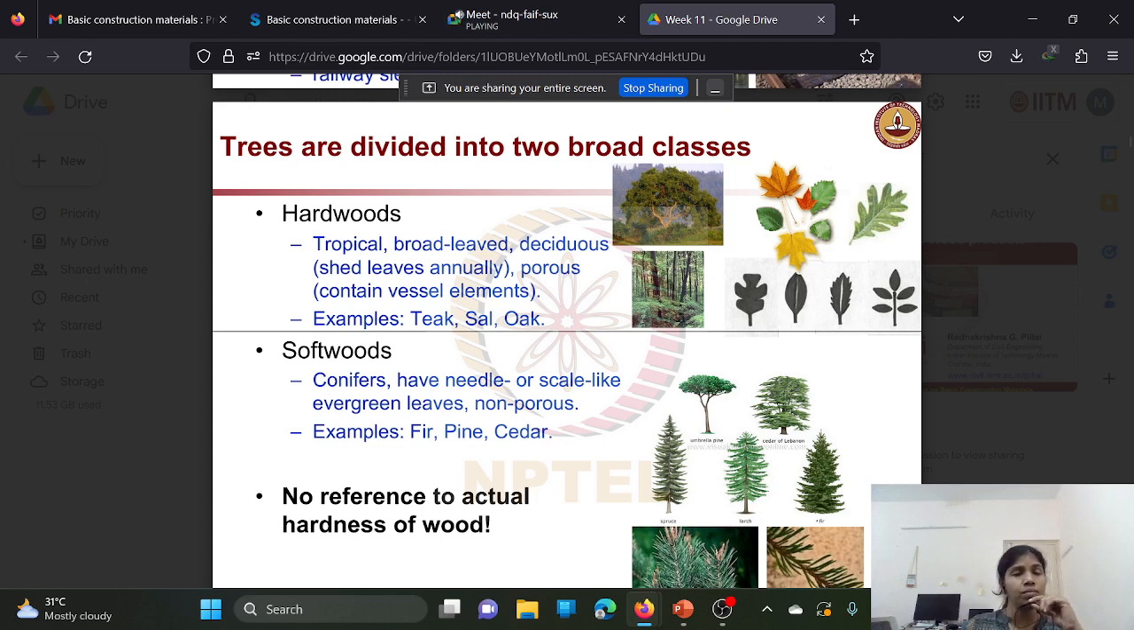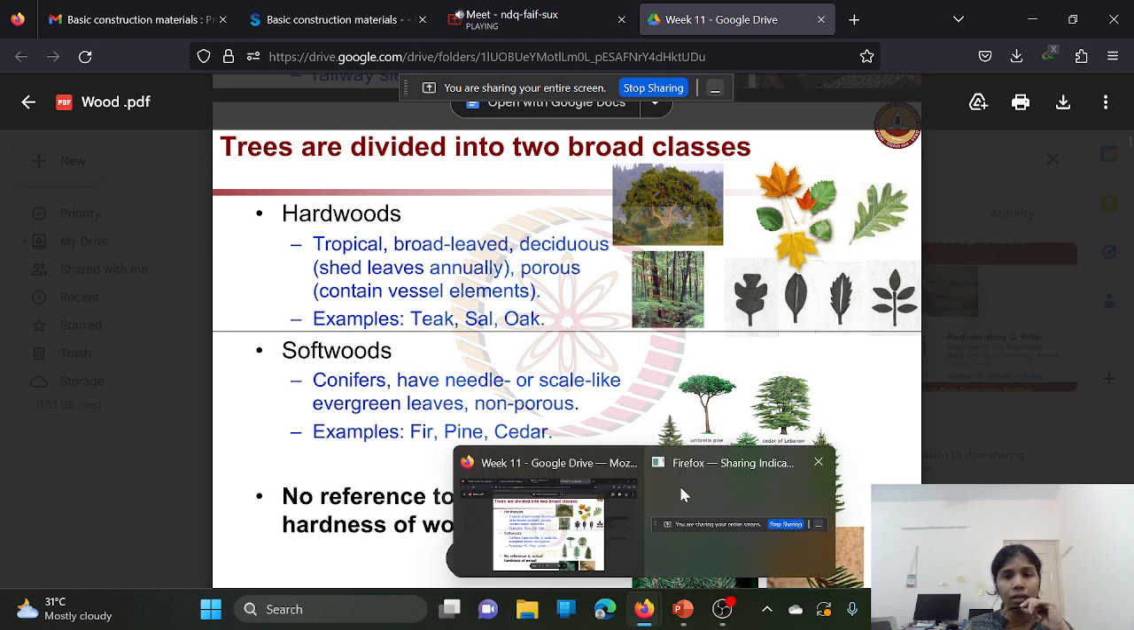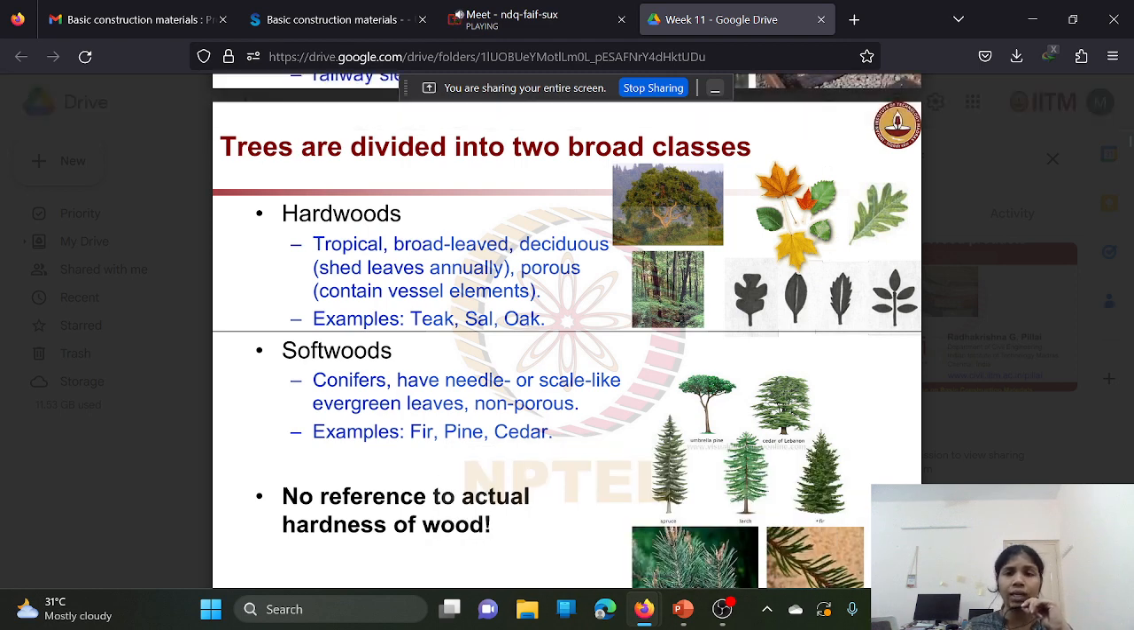So the examples for the hardwood are teak, sal, and oak. And as I said earlier, deodar also will come under the classification of hardwood. And when it comes to softwood, it is coniferous, with needle or scale-like evergreen leaves. You can see in the images, it would be needle or scale-like evergreen leaves. They will not shed the leaves, they will be evergreen. Leaves will not be shed in any weather condition. And those are non-porous. So examples are fir, pine, and cedar.